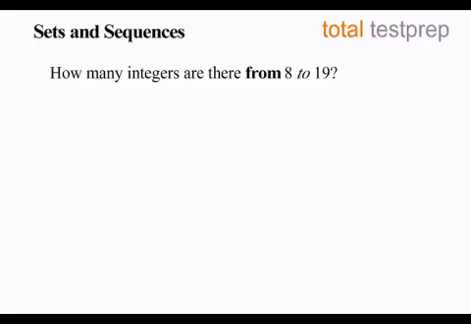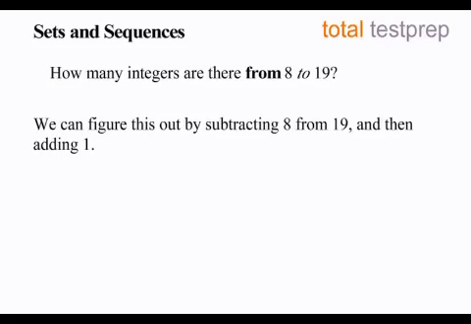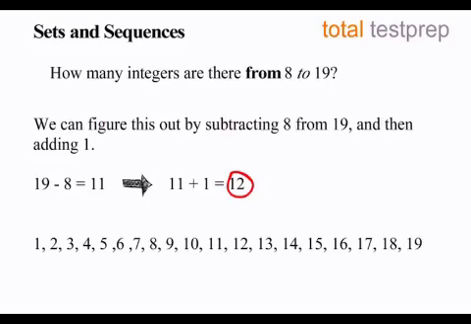If you want to find how many numbers there are from 8 to 19, you can figure this out by subtracting 8 from 19 and then adding 1. In other words, using the formula. So we would get 19 minus 8, which is equal to 11, and then adding 1 to that, and 11 plus 1 is 12. So there are 12 numbers, or 12 integers, from 8 to 19.